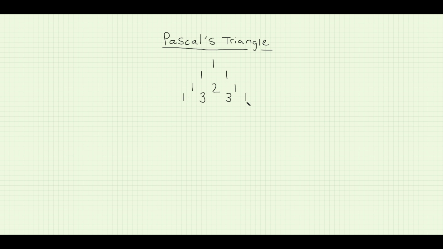on either side. From here, we'll do 1 plus 3, which is 4. And then we'll do 3 plus 3, which is 6. We'll do 3 plus 1, which is 4. We'll put a 1 on either side. And these ones kind of just go down on either side like this.